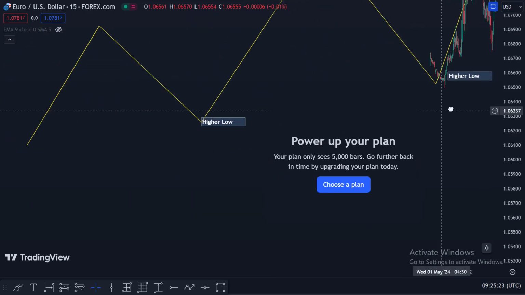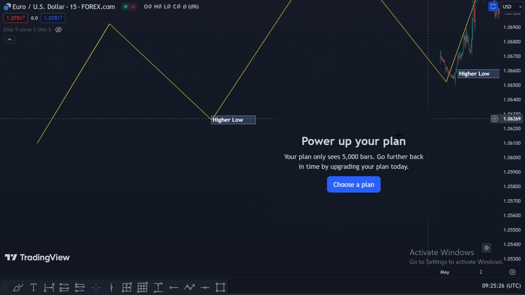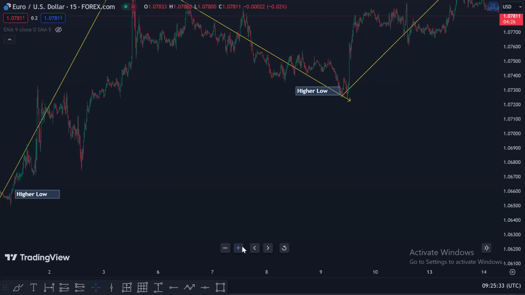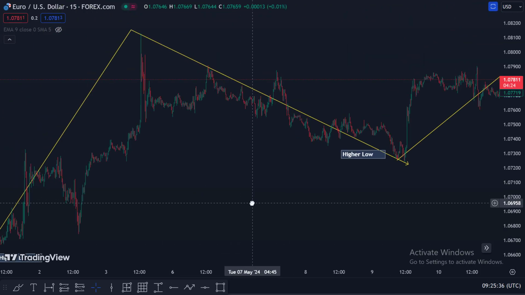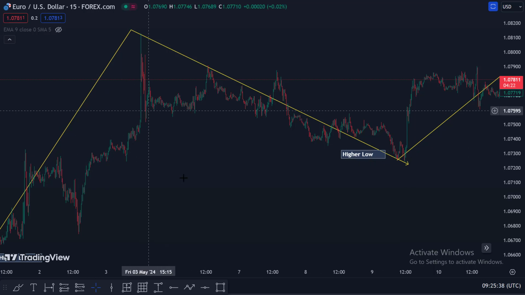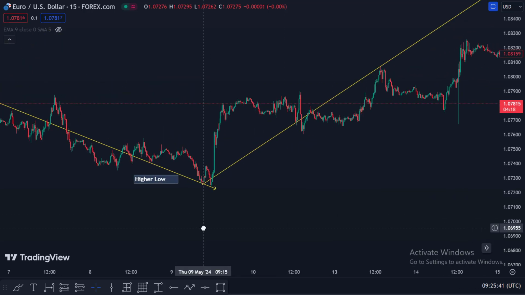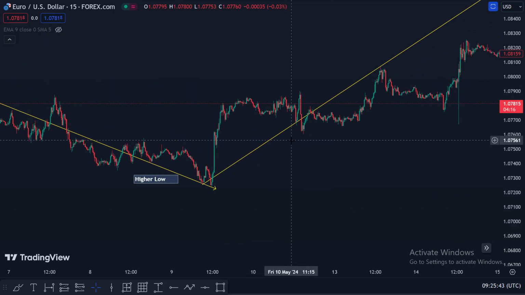You can see it's no longer showing us candles because I'm using a free plan on TradingView. So if you look at it right now, you can see we have lots of candles. You can also see higher high and higher low structures in this 15 minutes time frame. A lot of things are going on here. But personally, I don't like to look at 15 minutes.